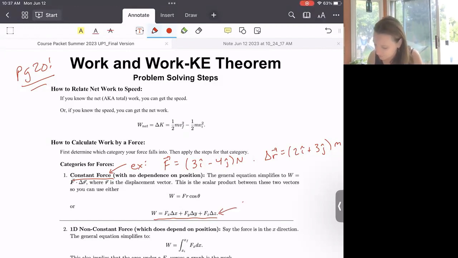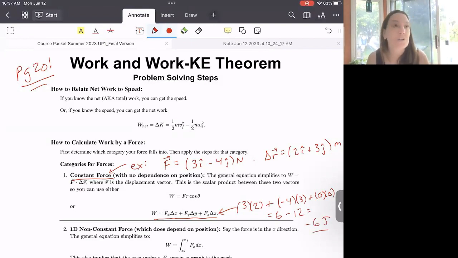F sub x is 3, delta x is 2, and then my i hats and j hats go away. Dot product, not a vector anymore. F sub y is -4 and delta y is 3. And then I don't have z components, so 0 and 0. And so I end up with 6 minus 12, and that would be -6 joules. -6 joules of work, no big deal. It can be negative. That just means that I lost kinetic energy. I slowed down. So that's what that means.